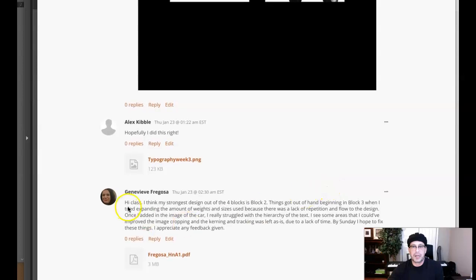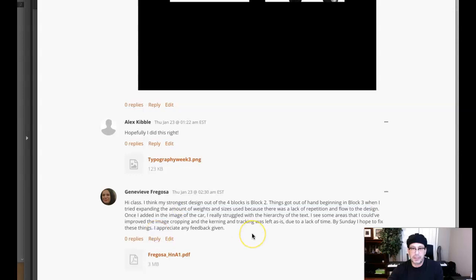Okay, Genevieve. I think my strongest design for the full box was block two. We'll take a look at that. Things got out of hand beginning with block three, when I tried expanding the amount of weight sizes because of the lack of repetition and flow in the design. That's good observation. I'll talk about that as well.